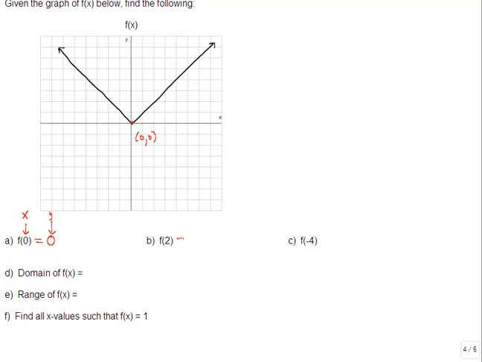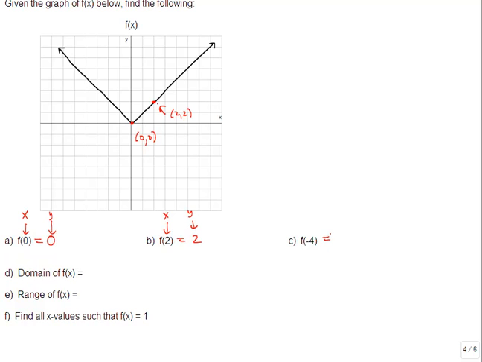Now we're going to do that again, but this time we want our x to be 2. So we're looking for where is x 2 on this graph. So you go over to 2 on the x-axis and find the dot on the curve that has an x value of 2. And what are the coordinates of that point? That's 2, 2. So when x is 2, y is 2. And that's your function value.